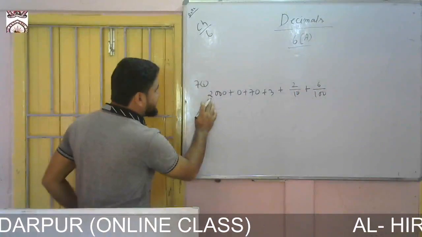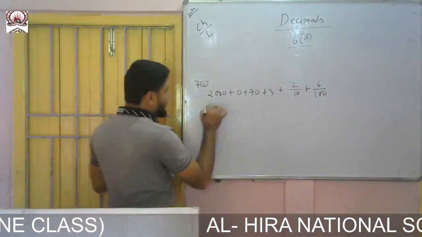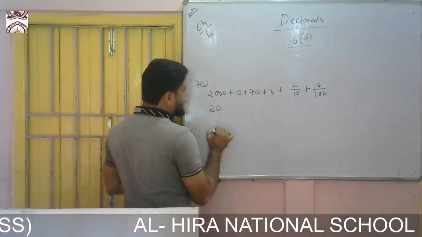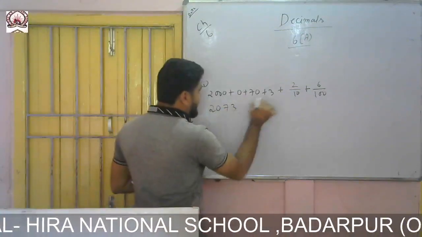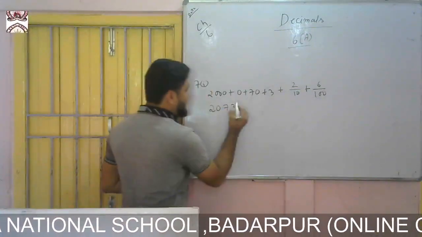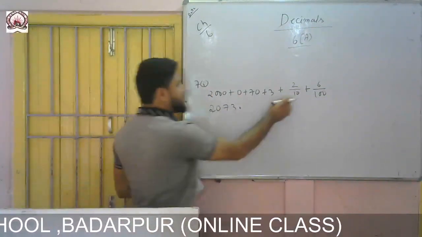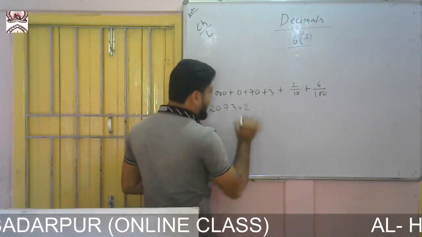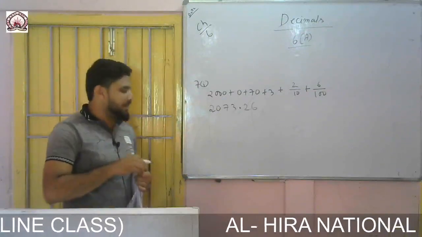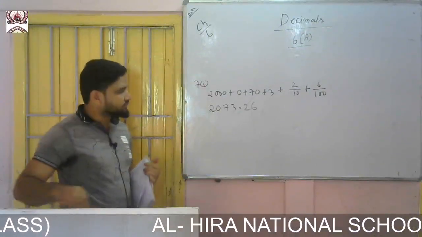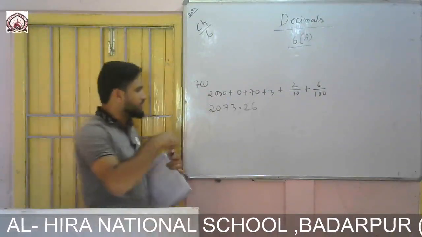So we'll be writing 2000, then 0, 73. Then these are the fractional parts, so I shall start writing after the point. So 2 by 10 means it is in the tenths place, and 6 is in the hundredths place. So that is the answer.